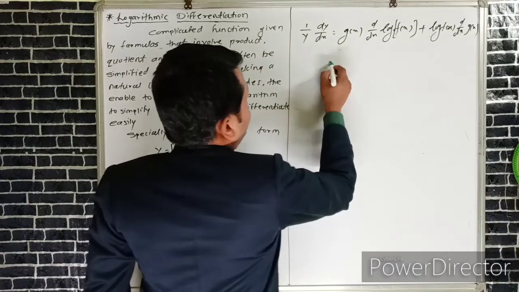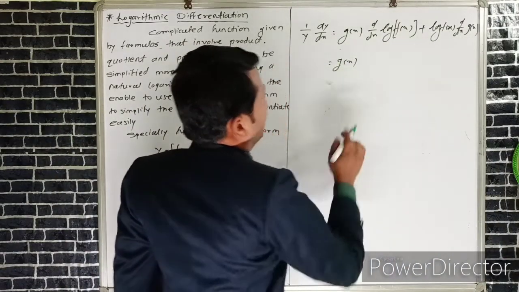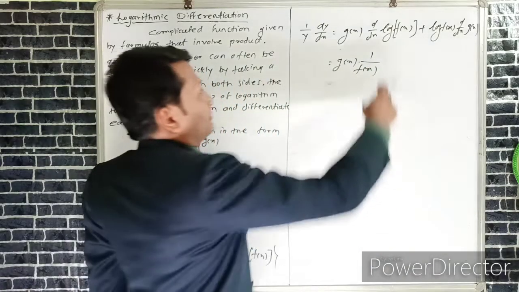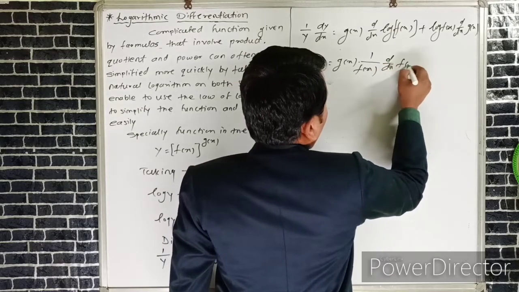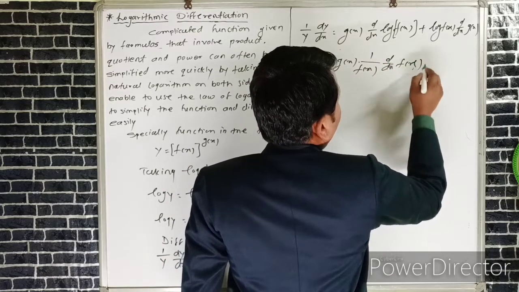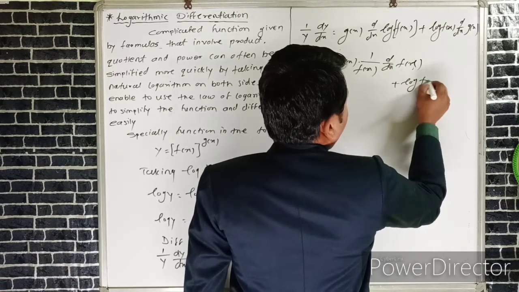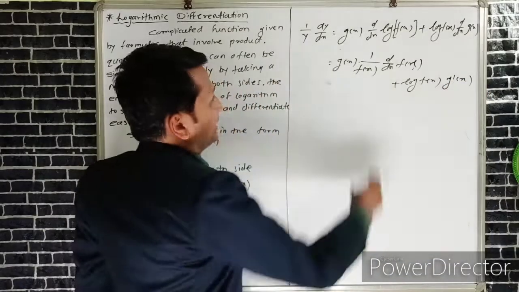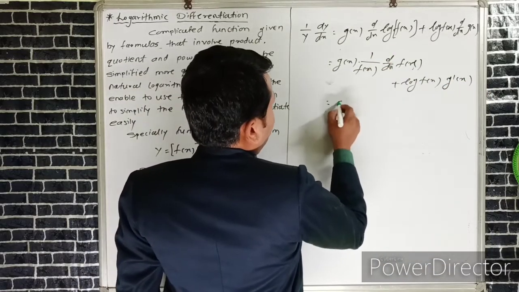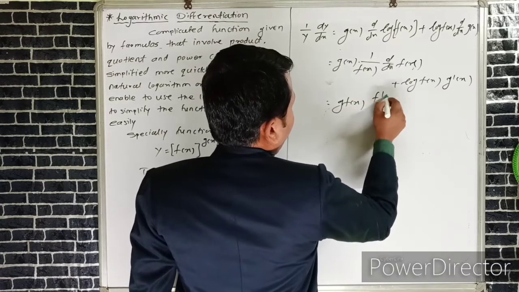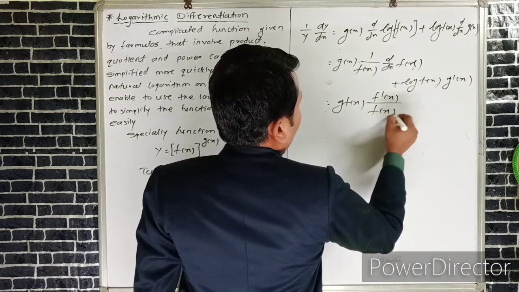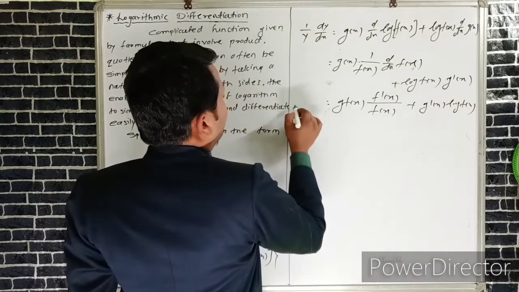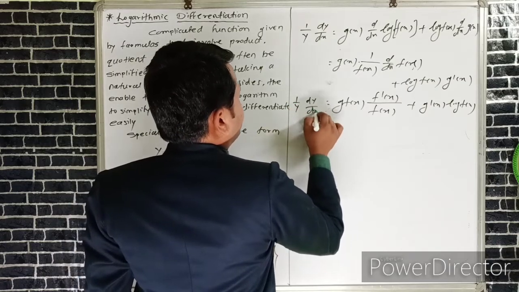Now we know that the derivative of log of f(x) is 1 upon f(x). After that we can again take the derivative of f(x) plus log of f(x) as it is, and the derivative of f(x) is g'(x). Hence we can write g(x) into f'(x) upon f(x) plus g'(x) into log of f(x), which is the required derivative of 1 by y dy by dx.